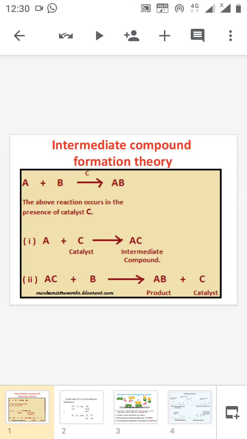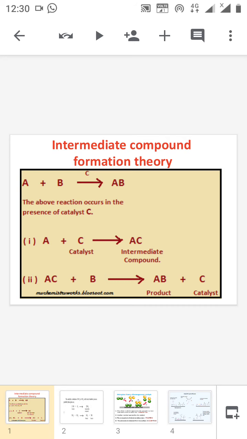First is the intermediate compound formation theory of homogeneous catalysis. This theory is applicable only to homogeneous catalysis, in which the catalyst first reacts with one of the reactants to form an intermediate. The energy of this intermediate is very high, so it reacts with the other reactant and undergoes decomposition to regenerate the catalyst in its original composition, and it liberates the product.